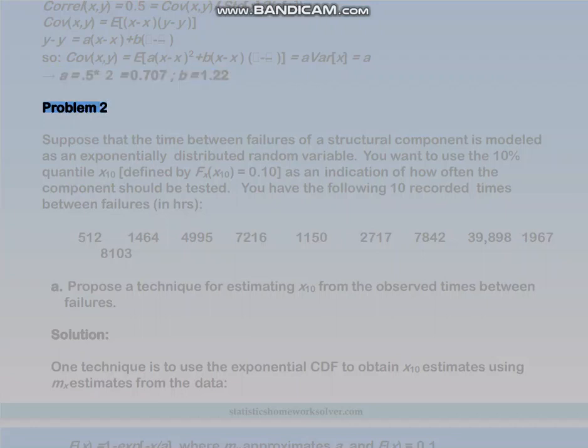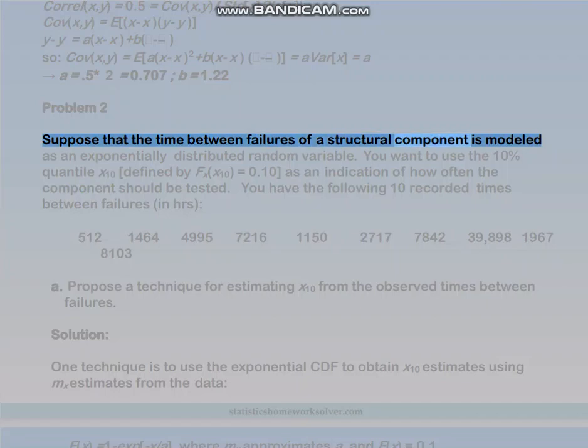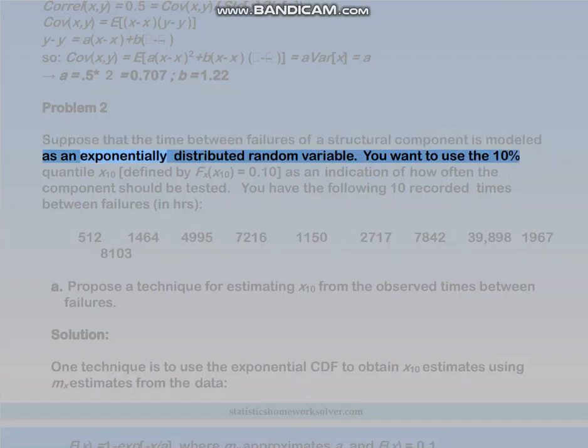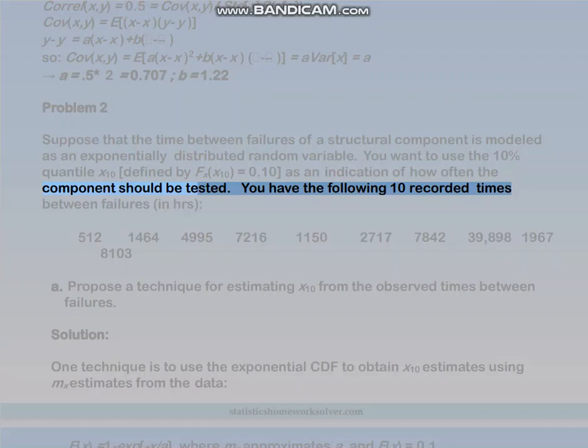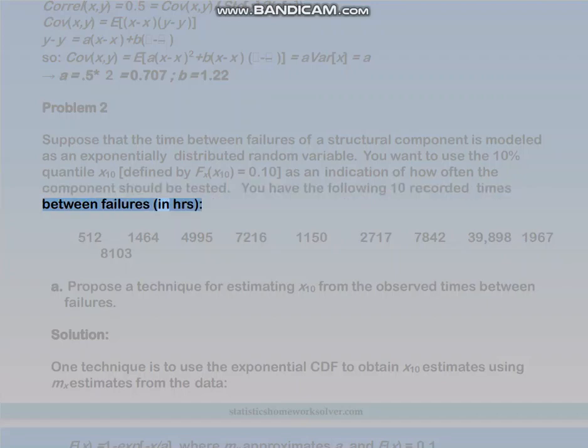Problem 2. Suppose that the time between failures of a structural component is modeled as an exponentially distributed random variable. You want to use the 10% quantile x10, defined by F_X(x10) = 0.10, as an indication of how often the component should be tested. You have the following 10 recorded times between failures in hours.